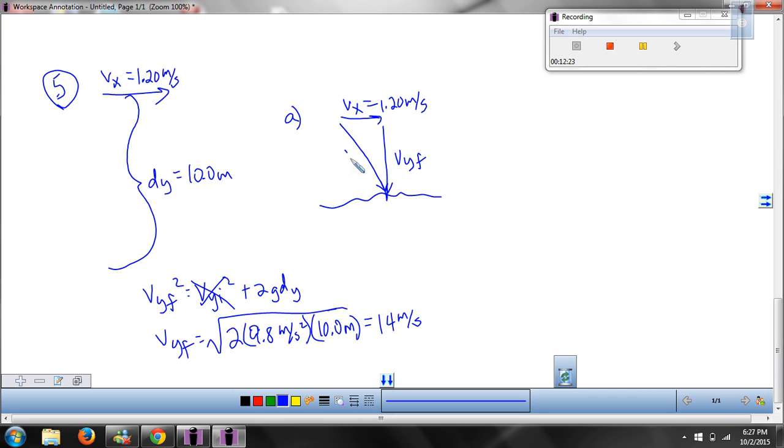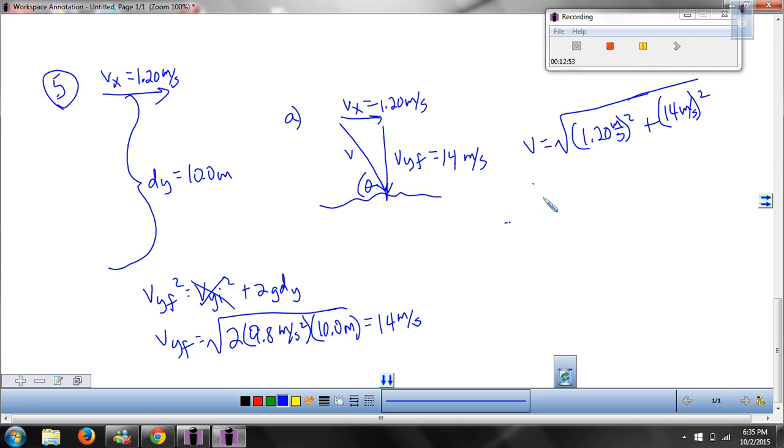They want to know this right here and that right there. So this is 10. I'm sorry, how about 14? That's okay. So that's 14 meters per second. Okay, so I'll do Pythagorean theorem to find V. Square root of 1.20 squared plus 14 meters per second squared. So V is going to be the square root of all that lovely stuff. And I got 16.8 meters per second.